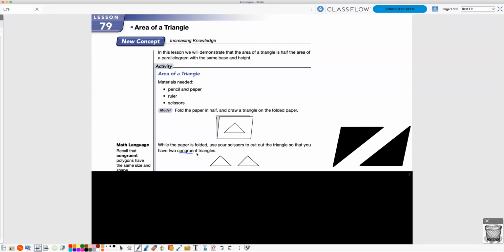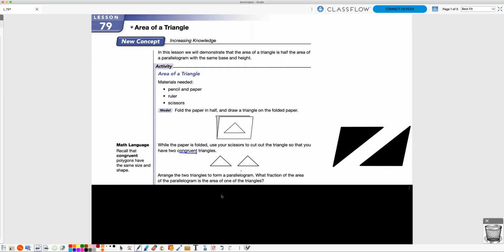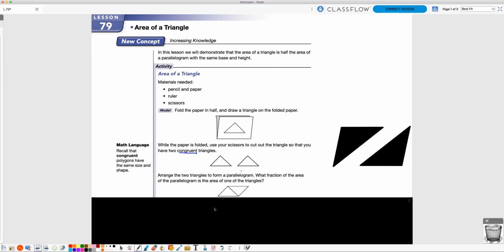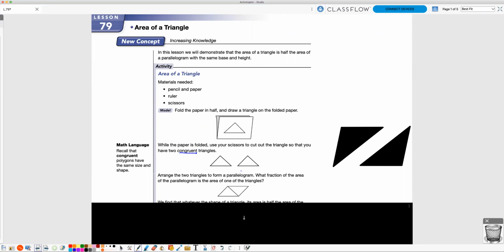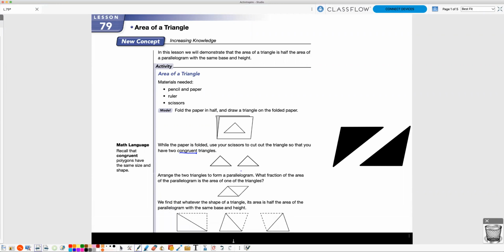What does congruent mean? Equal in size and shape. Arrange the two triangles to form a parallelogram. What fraction of the area of the parallelogram is the area of one of the triangles? We can find that whatever the shape of a triangle, its area is half the area of the parallelogram with the same base and height.